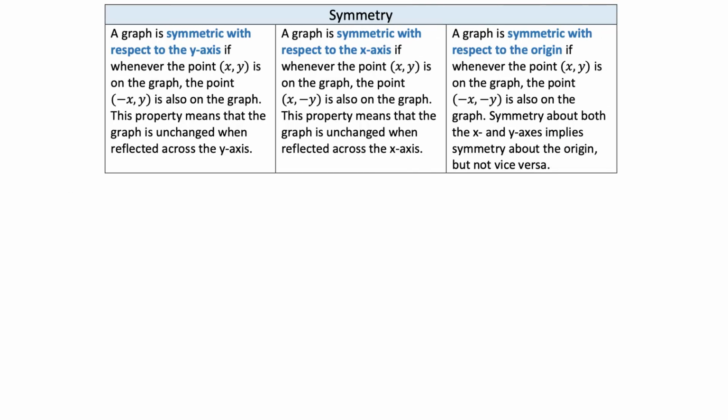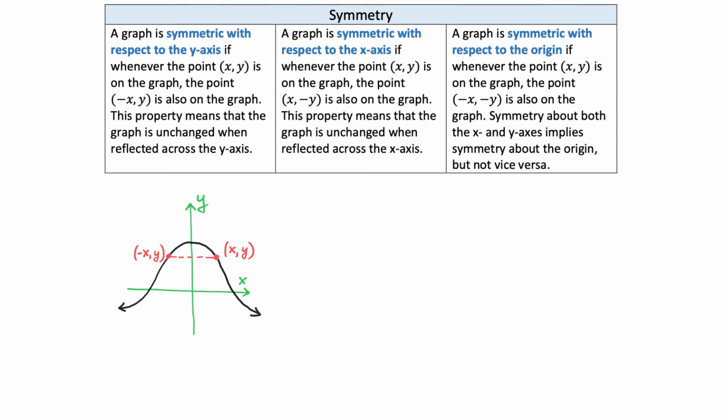Now let's talk about symmetry in graphs. The first definition is a graph is symmetric with respect to the y-axis if whenever the point x, y is on the graph, the point negative x, y is also on the graph. This property means that the graph is unchanged when reflected across the y-axis. Let's see an example. So here we have a graph, and let's say on this graph we have a point x, y. Then the point negative x, y is also on this graph. So again, what we have here, we have a graph that is symmetric with respect to the y-axis.